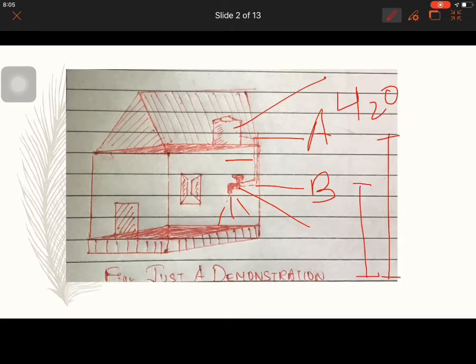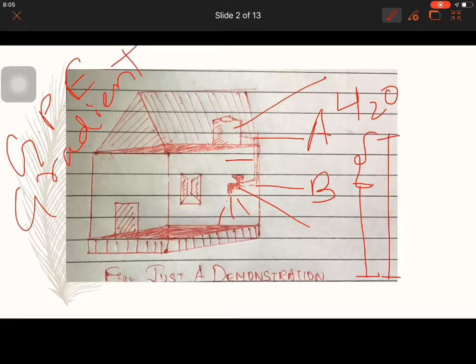So in short there is a gradient. That gradient is what we now know as the gravitational potential energy gradient. Because of this gravitational potential energy gradient, water molecules flow from A to B.